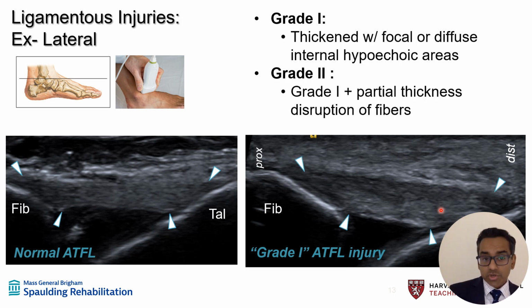Grade 2 injuries are when you have this kind of diffuse thickening, but you also have disruption of actual fibers, which will typically manifest as hypoechoic regions in the tendon. You can see it's very similar to what we saw with the Achilles, but on a much smaller scale.